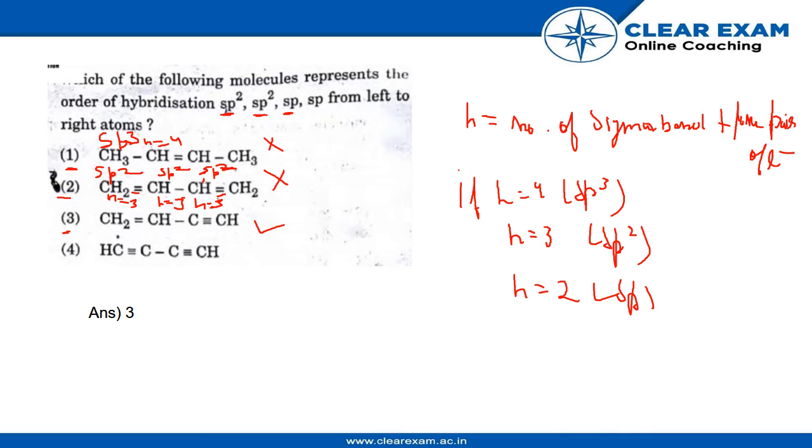Now come to the third option. The third option is CH2, 2 with H and 1 with CH, so H is equal to 3, which means sp2. Now come to CH, it's 1 with H and 1 with C and 1 with CH2. Now H is equal to 3, hence sp2. Now C, it's formed 1 sigma bond with CH and the other two are pi, and 1 sigma bond with CH. So H is equal to 2, hence sp. Now for CH, it's formed 1 with H and 1 with C. H is equal to 2, which means sp. So the third option follows the order which is given in the question, hence the correct option is third.